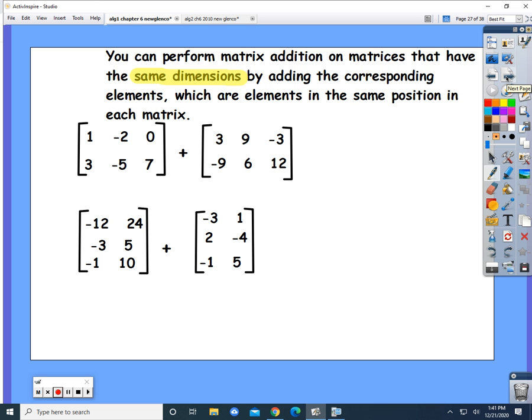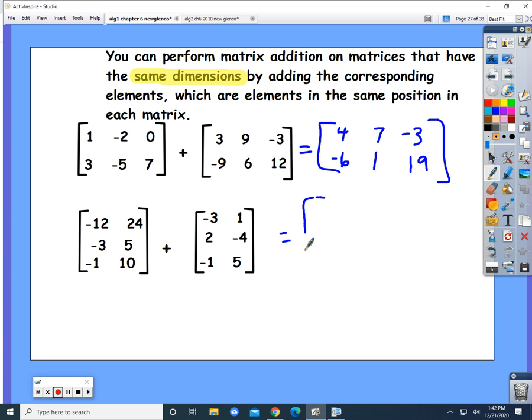They also want you to add and subtract them. But before you can add and subtract a matrix to another matrix, they have to have the exact same dimensions. And these two, they're both 2 by 3s. These two can be added. They're both 3 by 2s. And so when you do these, you're going to just keep everything organized. Like this 1 needs to be added to this 3. Just like that. -2 added to the 9. 0 plus -3. 3 plus -9. -5 plus 6. 7 plus 12. So that's how you add them.